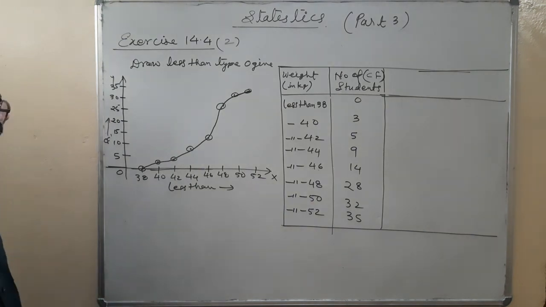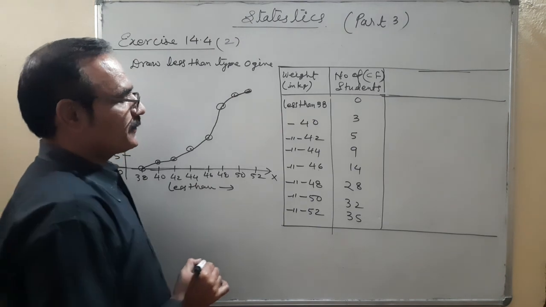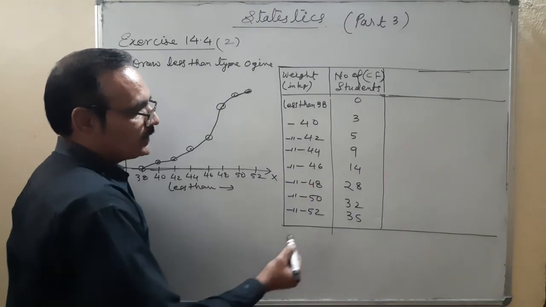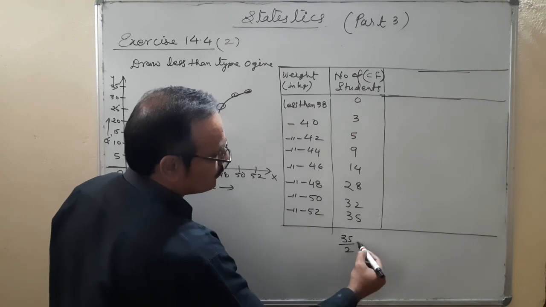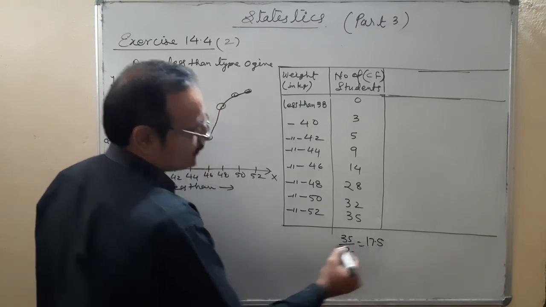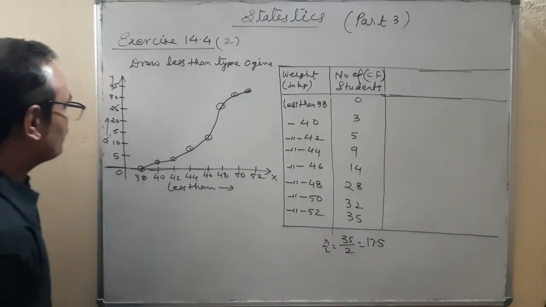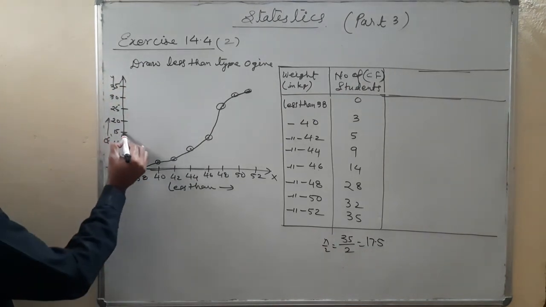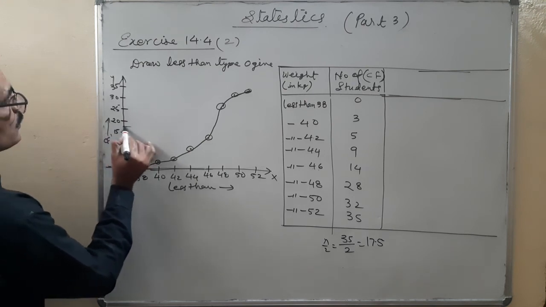Okay. This is the cumulative frequency less than type. Suppose we are going to find the median, then n is 35, n upon 2 is 17.5. Where is 17.5? It is 17.5, so you will draw one line.